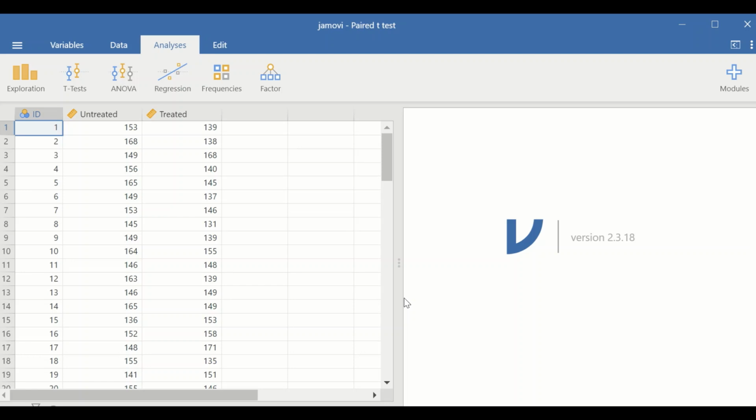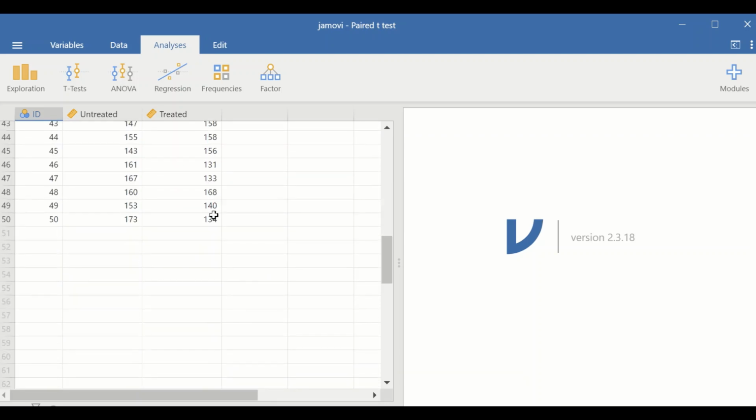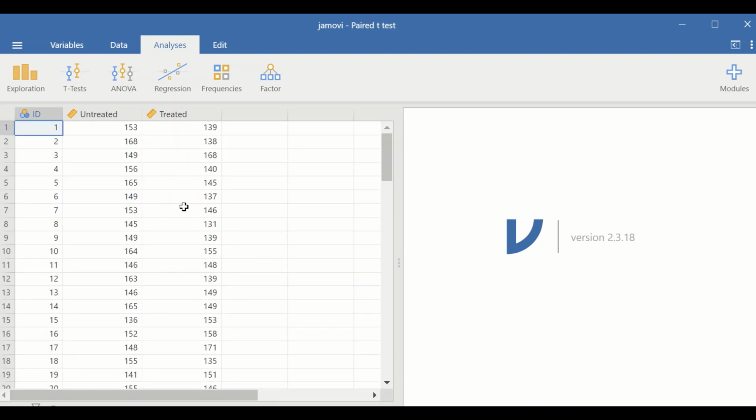Here in Jamovi data view, I have placed data for 50 participants, and the aim of this research study is to investigate the effect of a new drug on lowering the systolic blood pressure. So we have here two variables. Each participant took part in two measurements or readings.